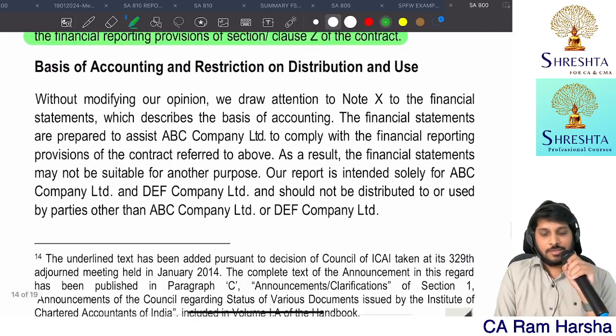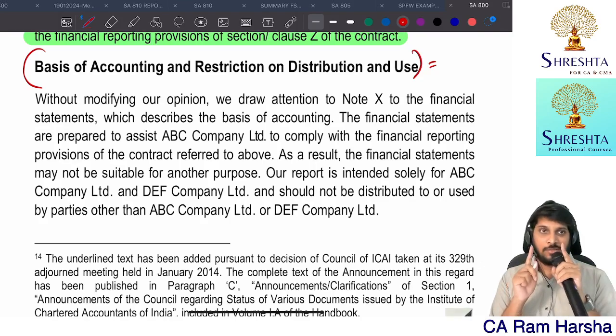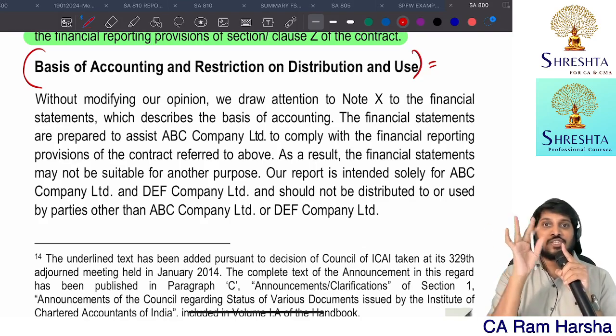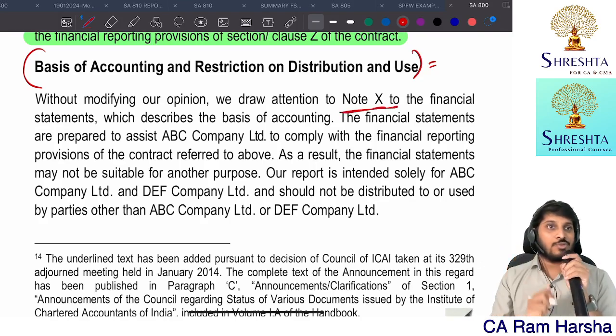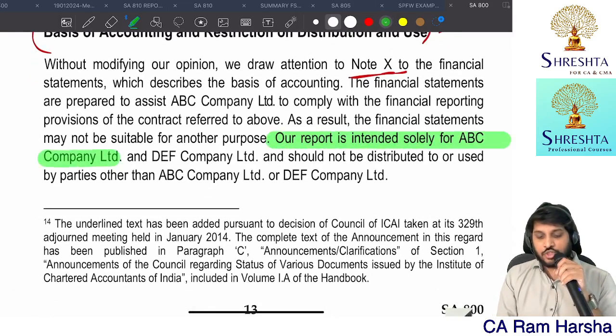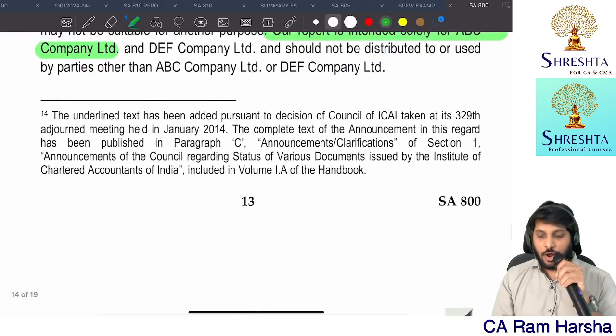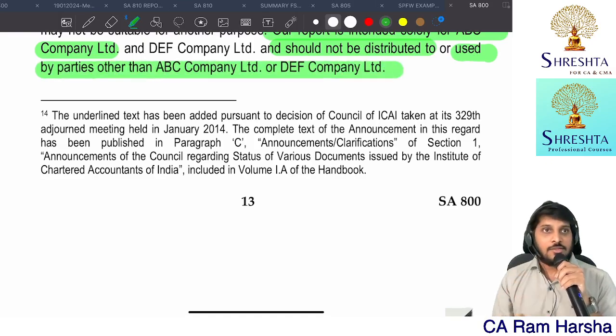Basis of accounting. This is one additional reporting that we give in the audit report in case of special purpose financial statements. This audit report is given on financial statements which are prepared using so and so accounting methods, accounting policies, accounting guidelines. Those guidelines, policies, methods are described under notes to accounts, so and so note number. Please refer to that. We also mention that our report is purely for so and so user requirement and should not be distributed or used by parties other than so and so.